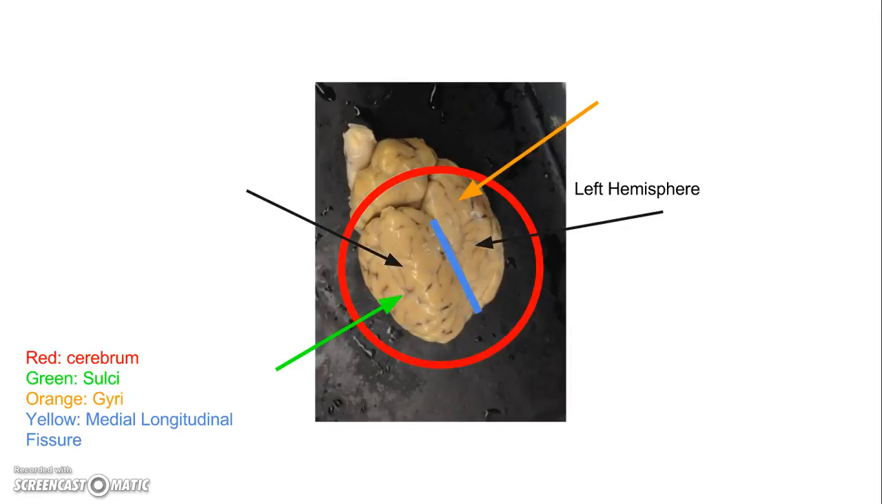This here is the cerebrum. The cerebrum is the star of the show, being the main mass of the brain. It is split into two halves called the left and right hemispheres. The line you split the brain down is called the medial longitudinal fissure. The sulci are the dark grooves, and the gyri are the lumps.